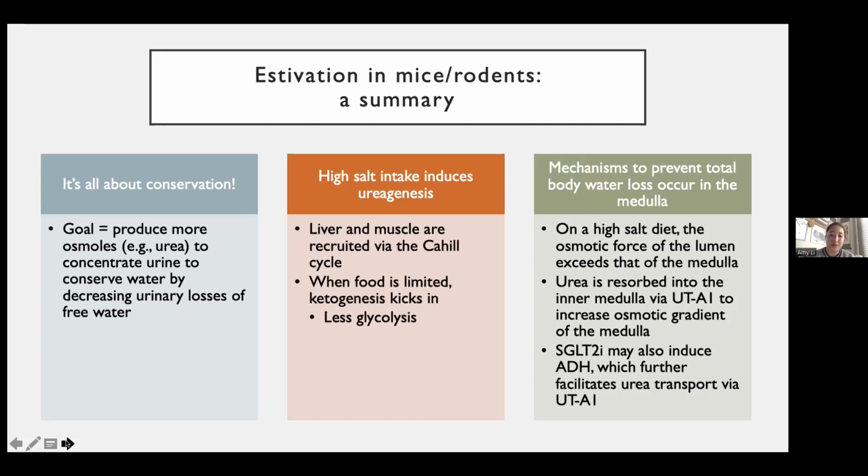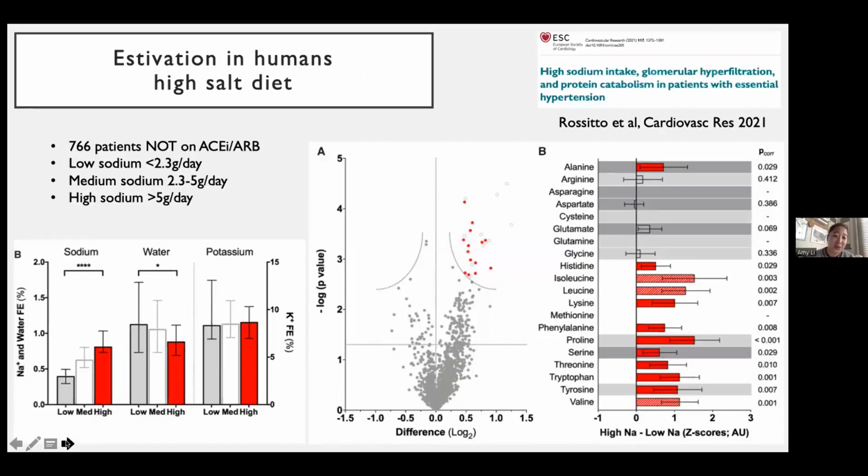And so y'all are probably like, okay, that's all fine and great, but is this actually applicable to humans? And the argument is yes on the next slide. So there was actually this really cool study that looked at humans on a high salt diet. They weren't on any sort of ACE inhibitors or ARBs. They did have hypertension, so they were on some kind of calcium channel blocker. They, for the most part, had essentially normal kidney function. They looked at folks who had a low sodium diet, which is less than about 2 grams a day, medium sodium diet up to 5 grams a day, and a high sodium diet greater than 5 grams a day.